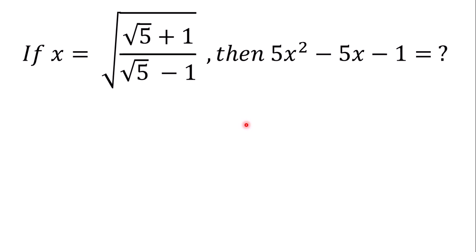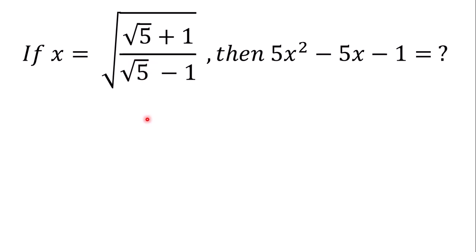So what should we do then? If we put this whole thing into here, it is going to maybe make the problem a little bit worse. What should we do then? Well, x is equal to the square root of (root 5 plus 1) divided by (root 5 minus 1). Let's leave this one for now. I think we should work on this one a little bit.